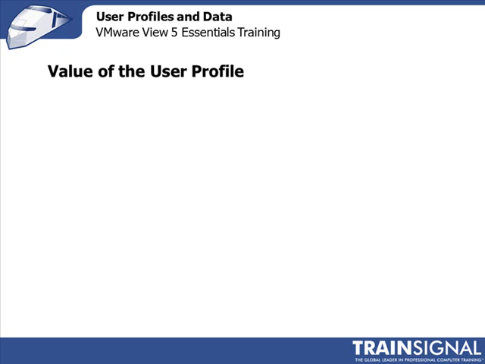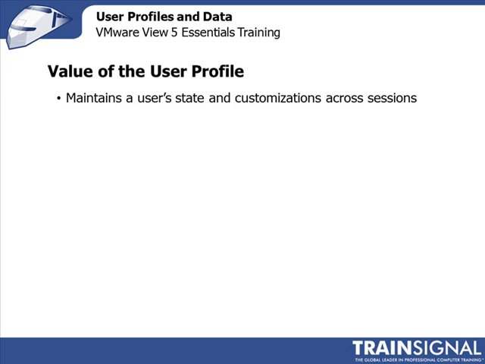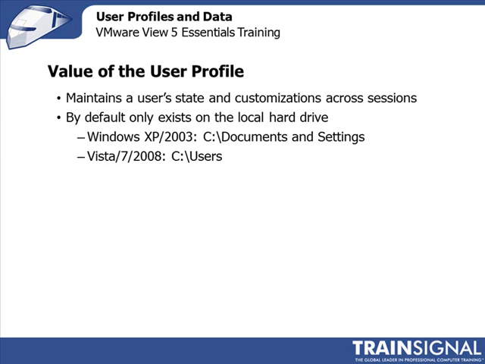So let's start with the value of the user profile and why it's so important for us to deal with in a View environment. First and foremost, it maintains the user state and any customizations that they make, not only on a single desktop on a single session, but across multiple desktops if you're using a floating pool. The user profile has been around a lot longer than VDI has been, so it's kind of dumb about how to be managed across multiple Windows sessions.